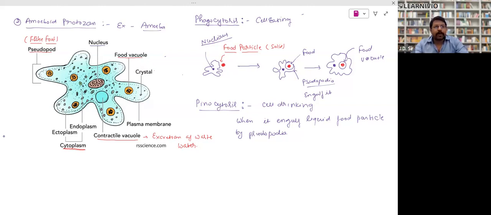Great. So phagocytosis, pinocytosis: the process is the same. When amoeba eats something solid, it is called cell eating or phagocytosis. When amoeba eats something liquid, it is called pinocytosis.